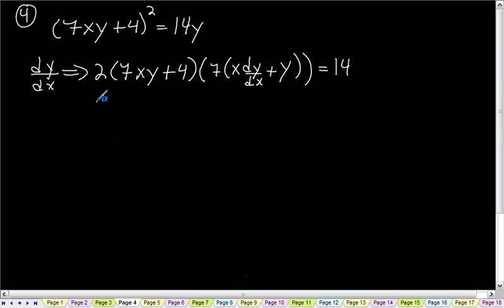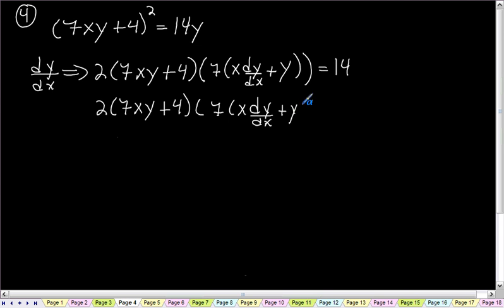Let's simplify this just a little bit. 2 times 7xy plus 4. This becomes 7x dy dx plus y. If we distribute this all the way through, this is equal to 14. So we can maybe make this a little bit easier. Let's do 14 and take this 2 and distribute it. 14xy plus 8.